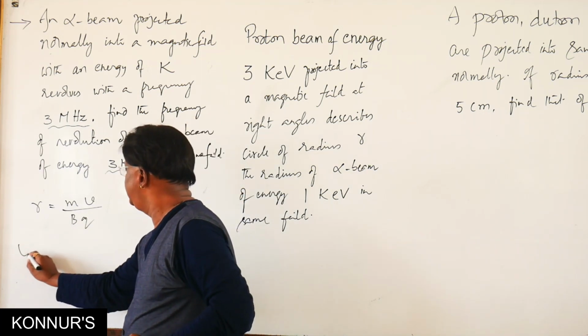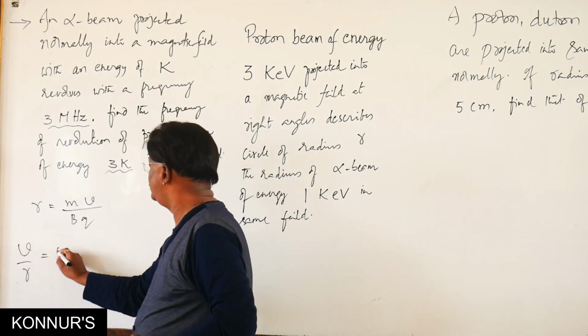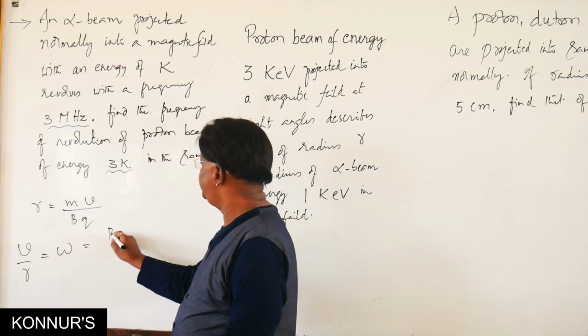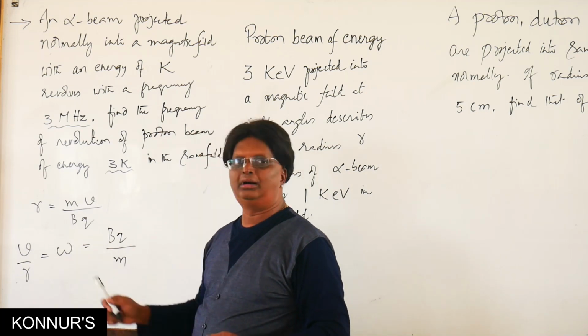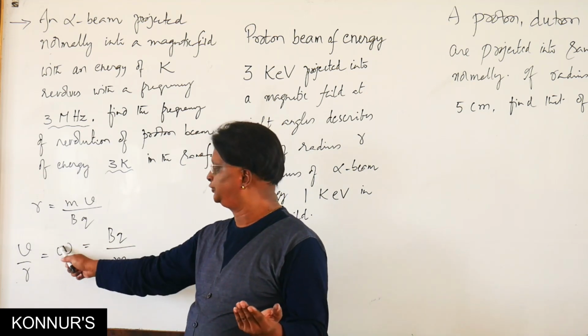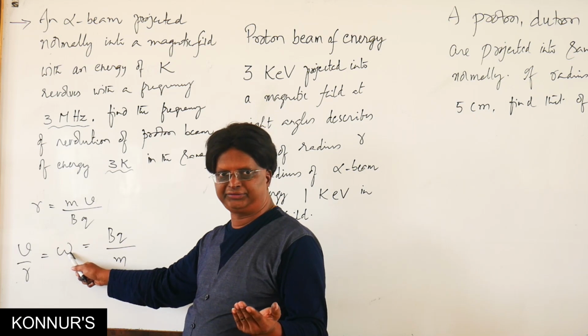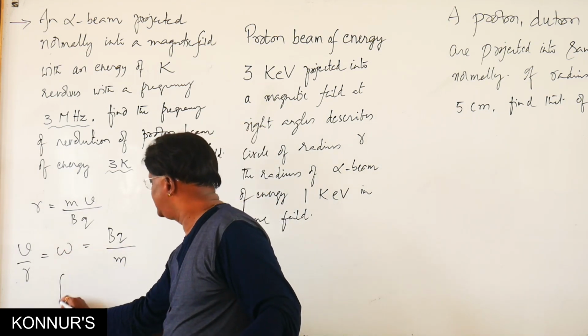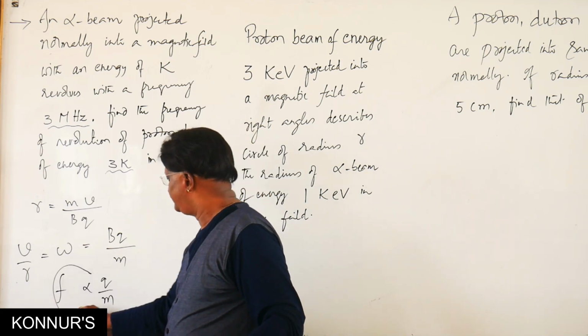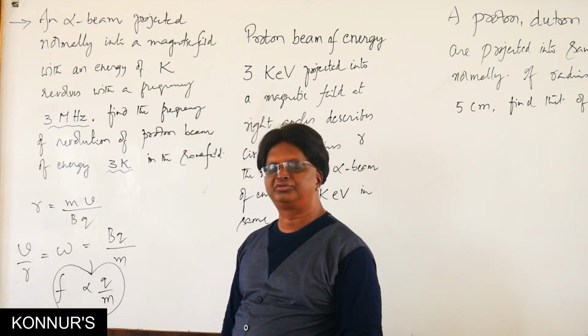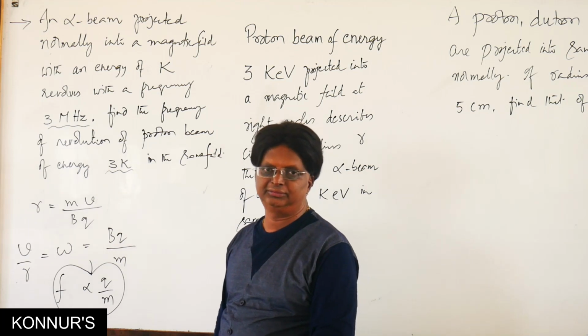This V by R is the omega term, which you will get as BQ by M. This omega is angular frequency, 2 pi f, right? So what do we take from this? Frequency is proportional to q by m. Frequency of revolution is proportional to specific charge.